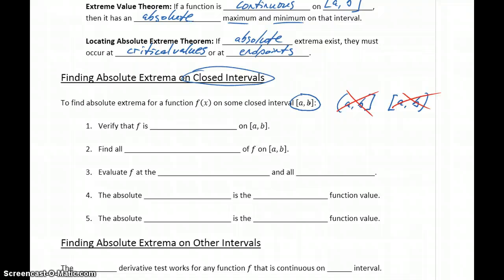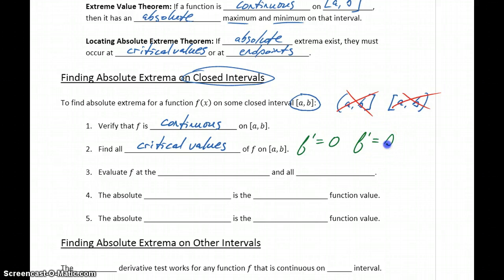So our method for finding absolute extrema in a case like this is to first verify that our function is continuous on that closed interval. We then want to find all critical values for our function. And again, critical values occur whenever the first derivative is equal to 0 or the first derivative is undefined or does not exist.